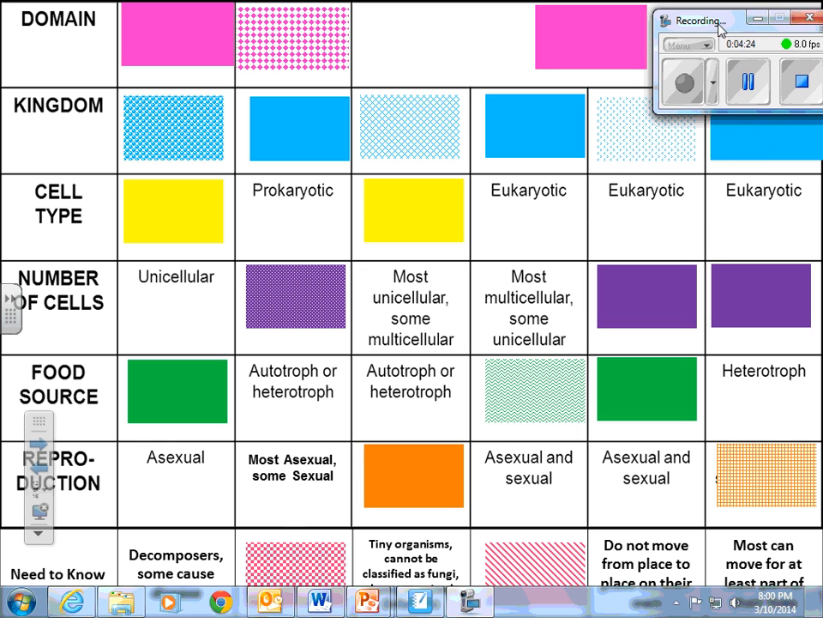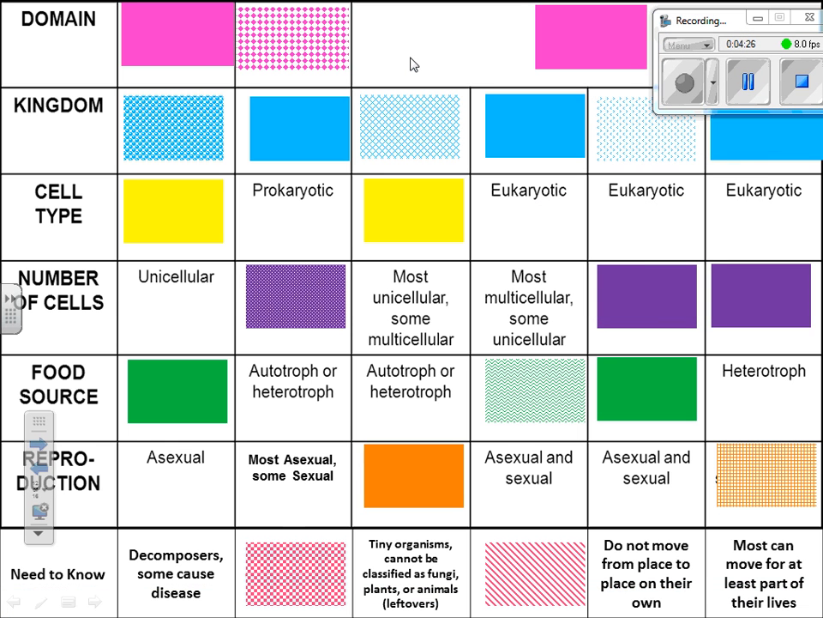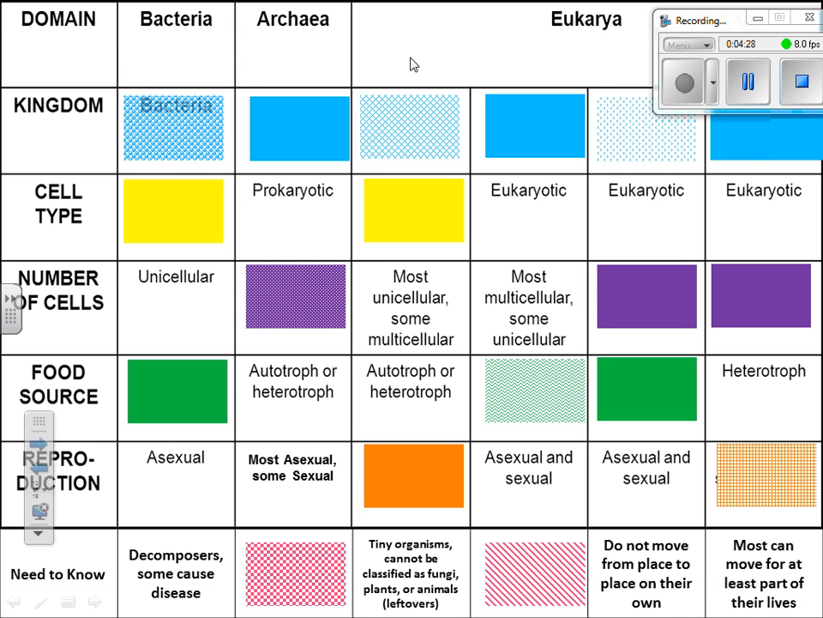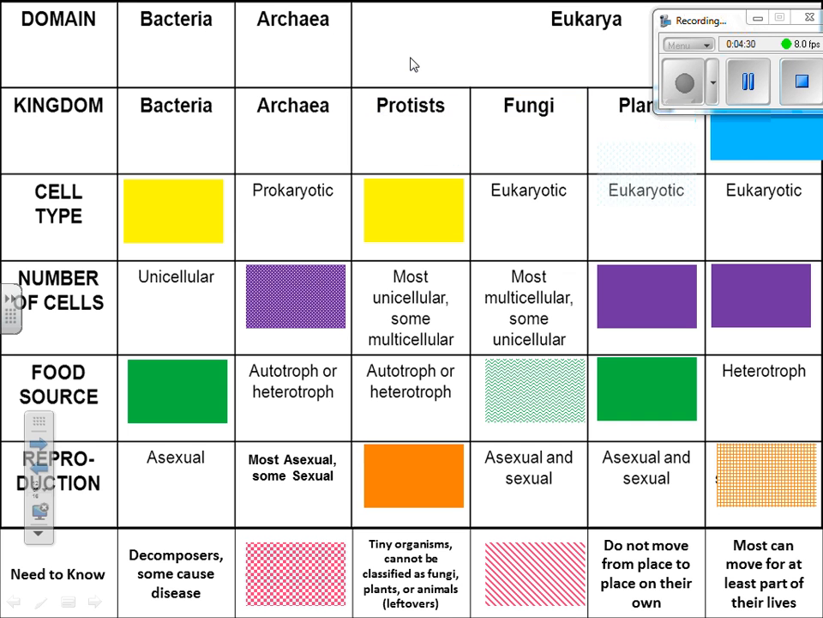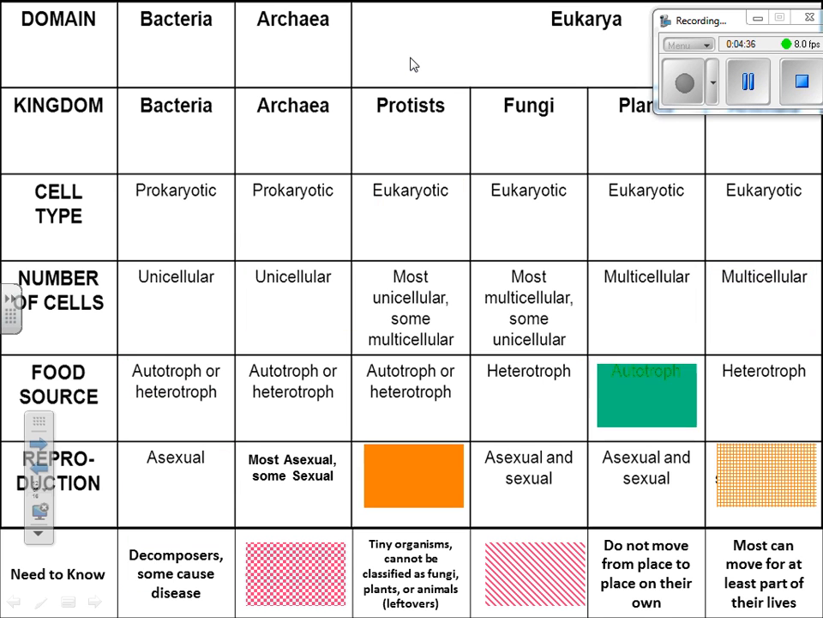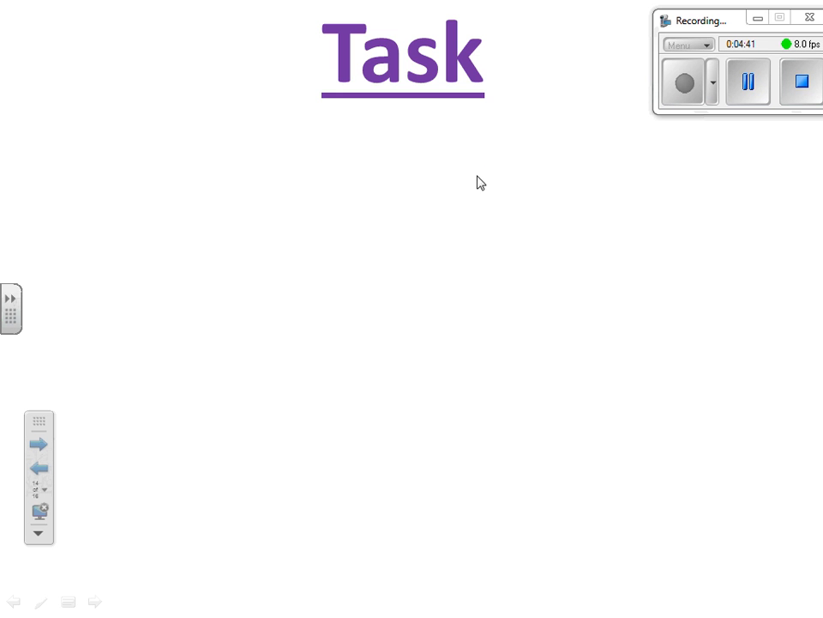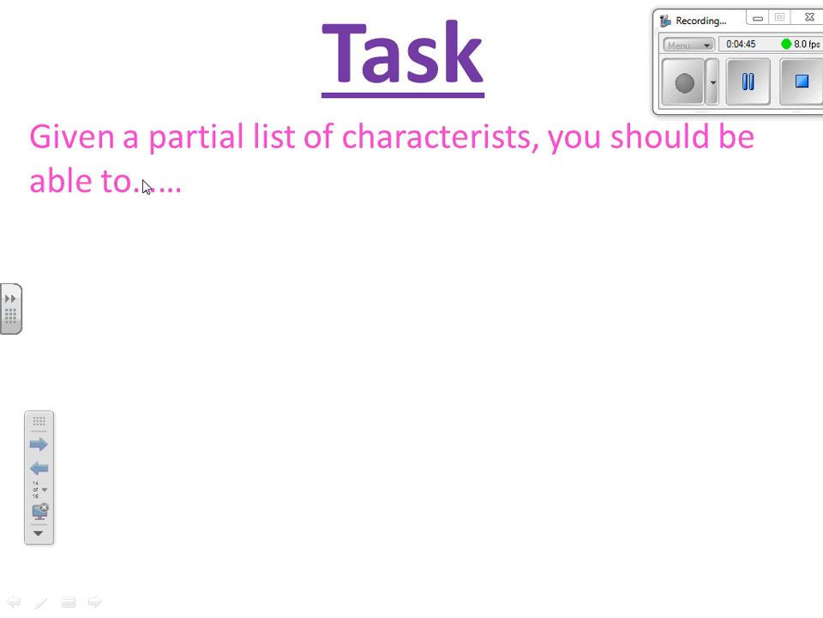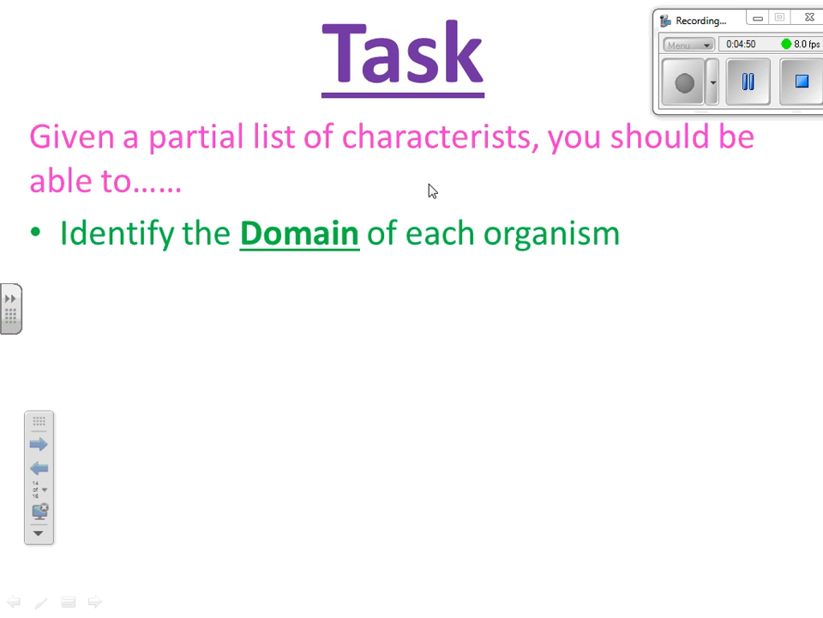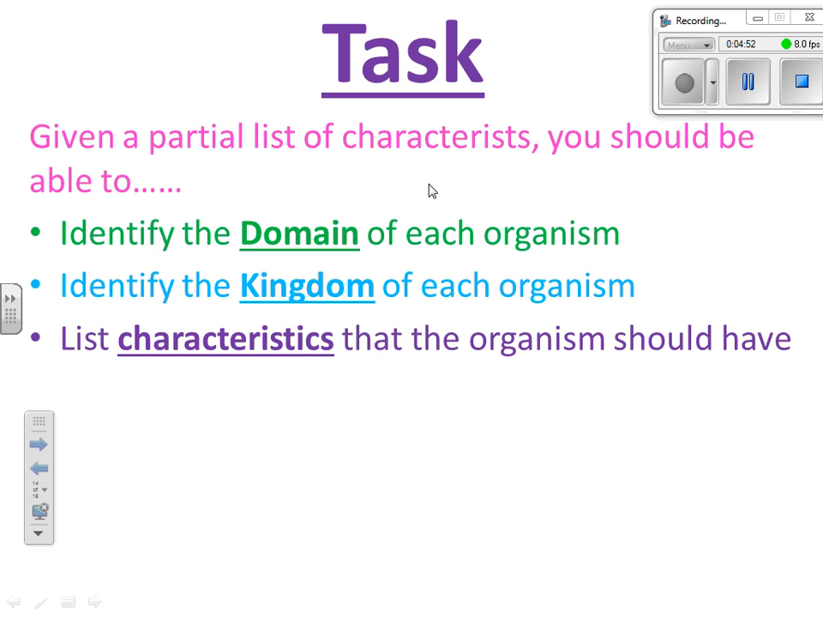Your quiz is going to look something like this. You should be able to fill in the 3 domains and the 6 kingdoms, and I'm going to randomly place blank squares where you have to fill in the missing characteristics. So, study on this one. I'm also going to ask you, given a partial list of characteristics, to be able to identify the domain, the kingdom, and any missing characteristics. So let's practice that a couple times.